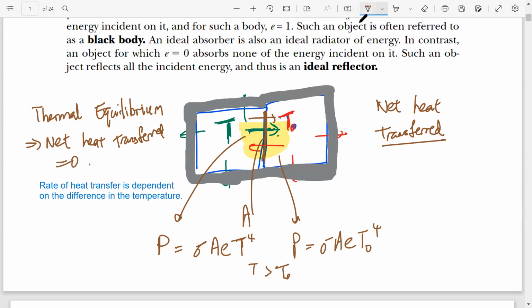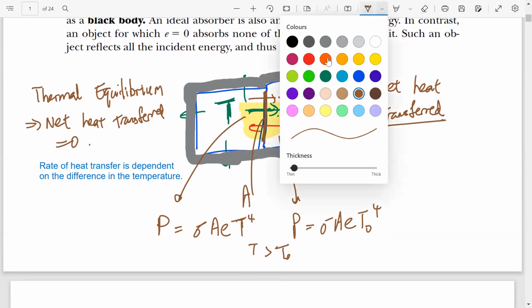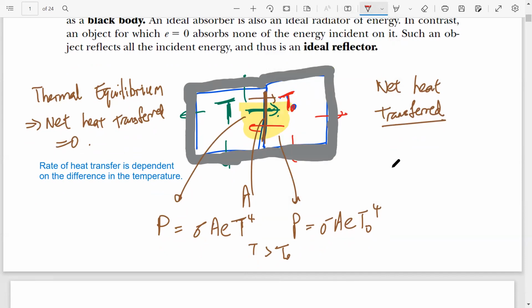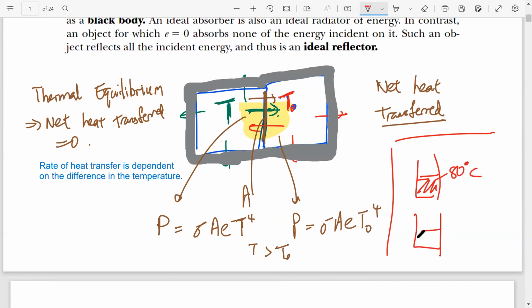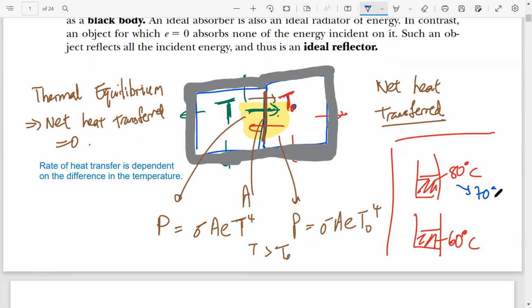One example that you have is, let me just change the color here. Let's say you have water of 80 degrees Celsius versus water of 60 degrees Celsius. Now you want to wait for the water to cool down by 10 degrees. So this one will be to 70, this one will be to 50. Imagine they are in the same surroundings, which means room temperature and pressure.